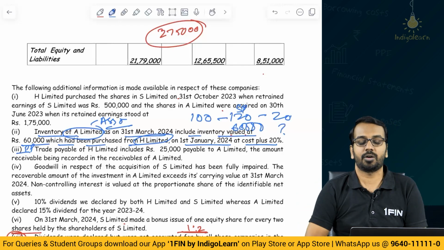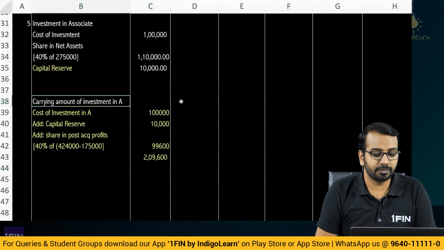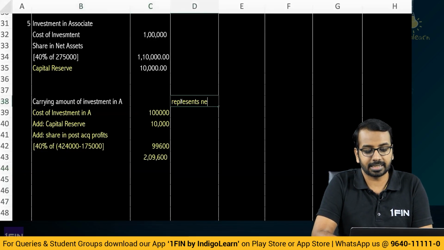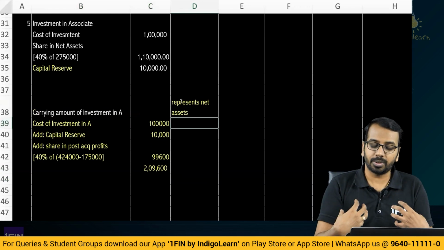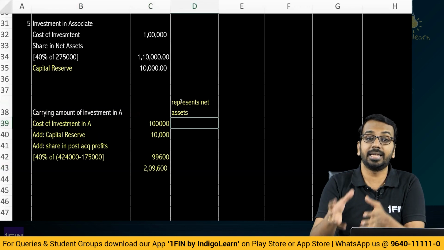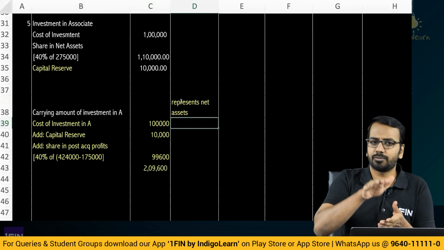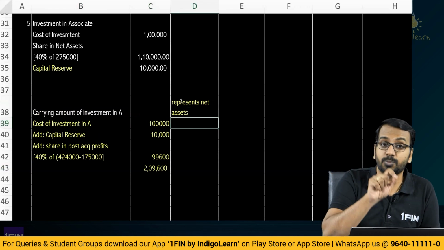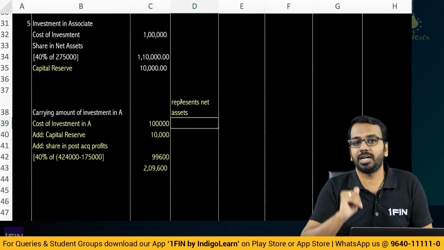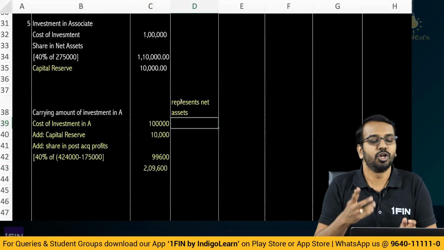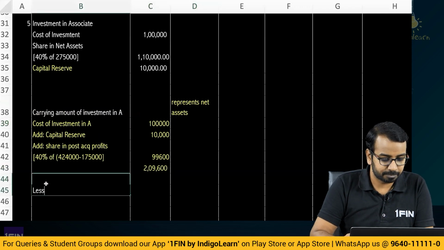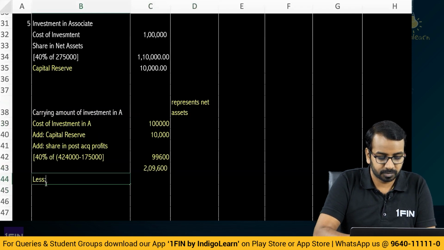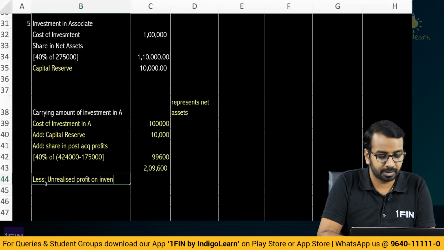Now, what do we do with this unrealized profit? Please understand, this carrying amount of investment in A, this represents net assets. Now, in the net assets of A, our inventory, holding company's or parent company's inventory is lying there at a higher value. Now, we know inventory we have to show at cost only. So, to the extent of unrealized profit, we have to eliminate. Where will we eliminate it from? We do not have inventory, we have only net assets. So, we will eliminate it from the net asset. Clear? So, less unrealized profit on inventory.